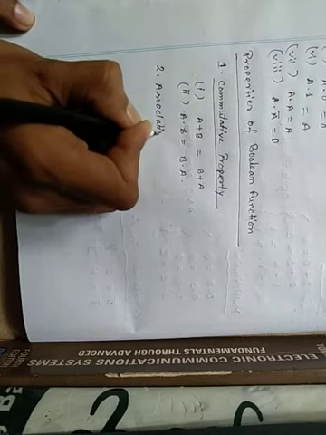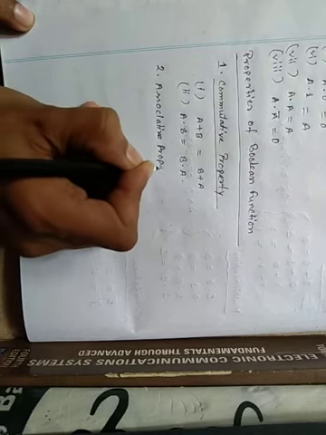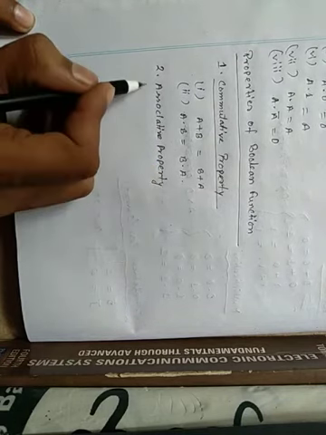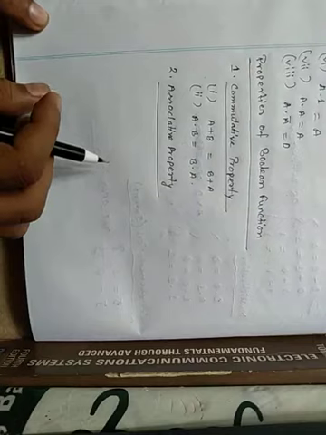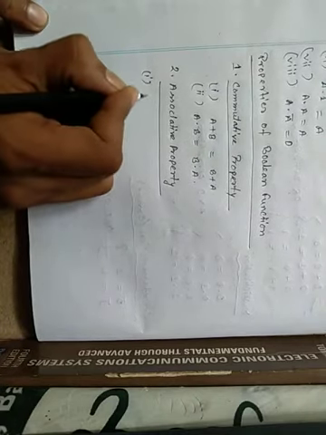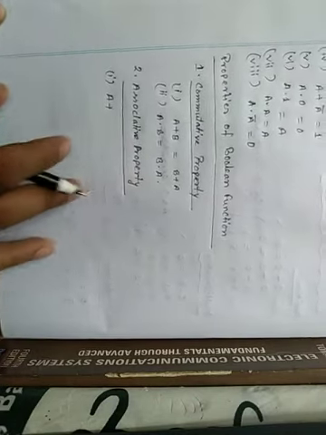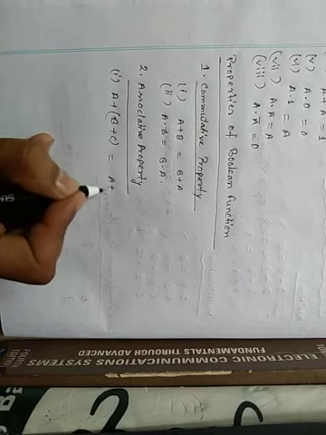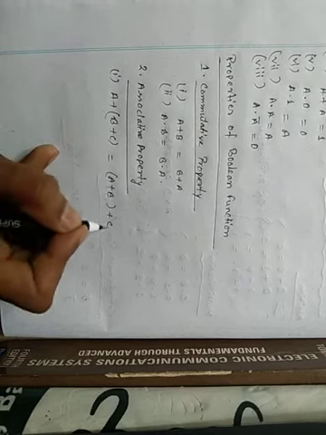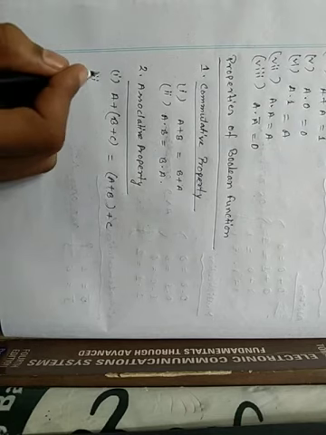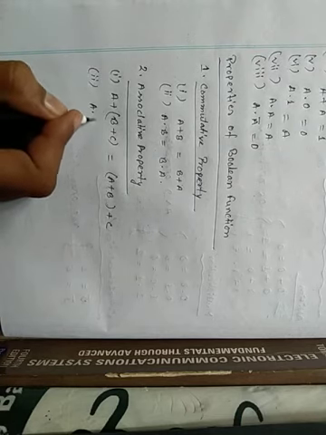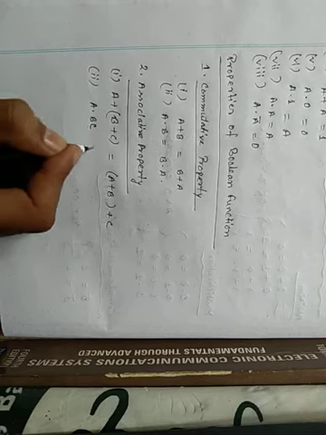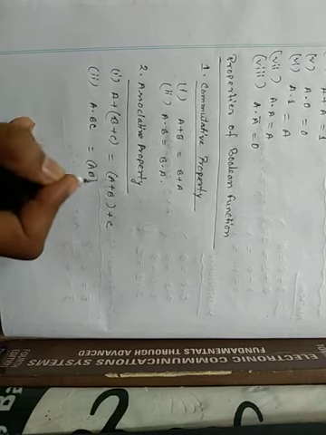The next property is the associative property: A plus B plus C equals A plus B plus C grouped differently, and A into BC equals AB into C.